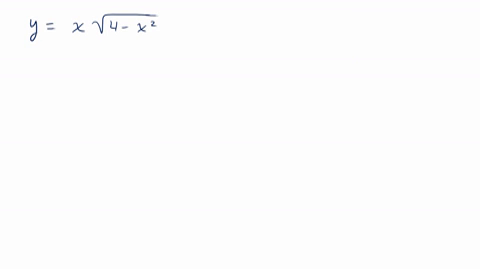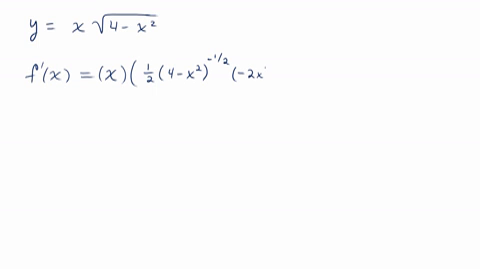So let's start by finding the derivative. If y is equal to x times the square root of 4 minus x squared, calling this f of x, then f prime of x, using the product rule, would be first x times the derivative of the second. So the derivative of the square root of 4 minus x squared would be 1/2 times 4 minus x squared, that quantity to the -1/2, and then we have to take the derivative of 4 minus x squared, giving us a factor of -2x.